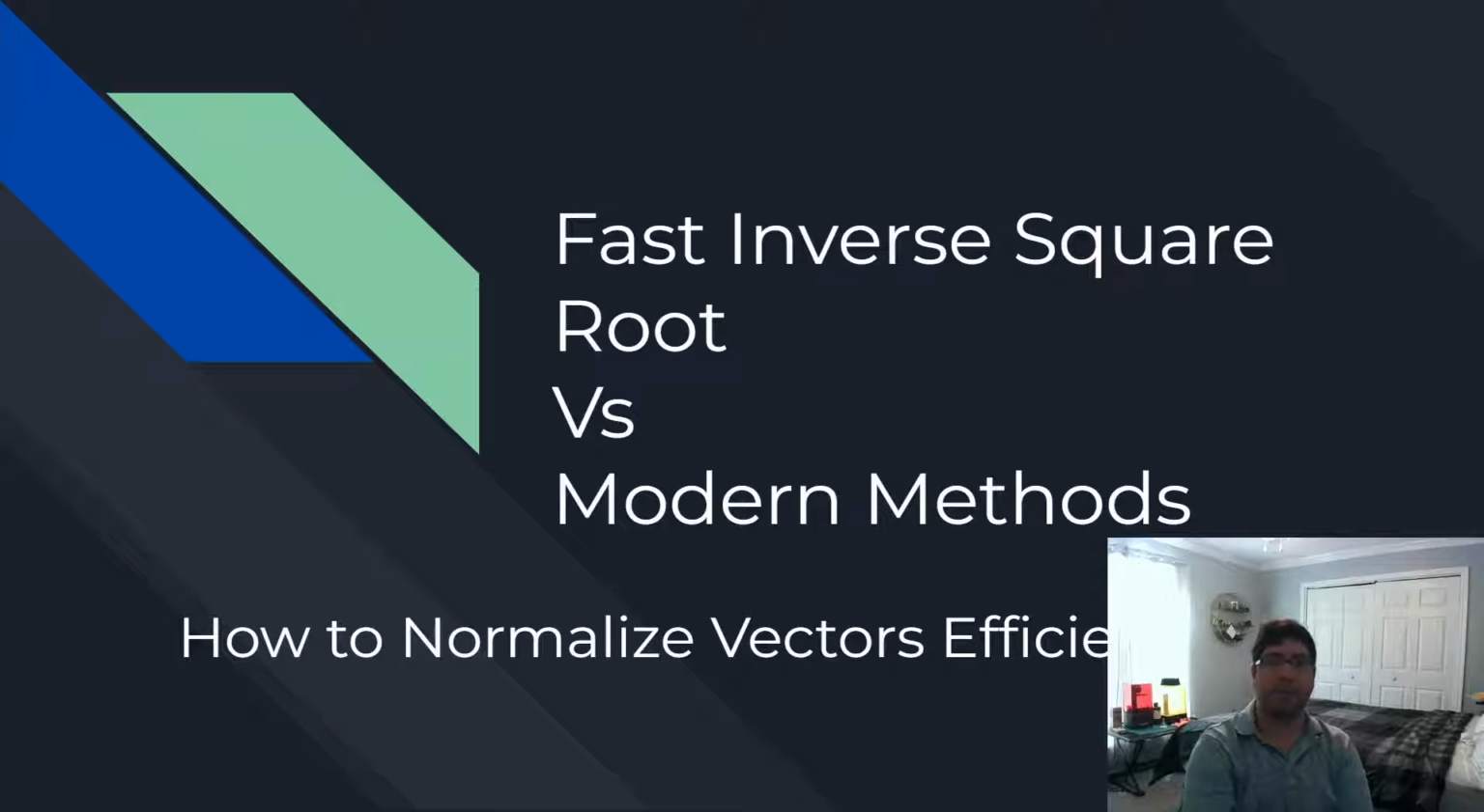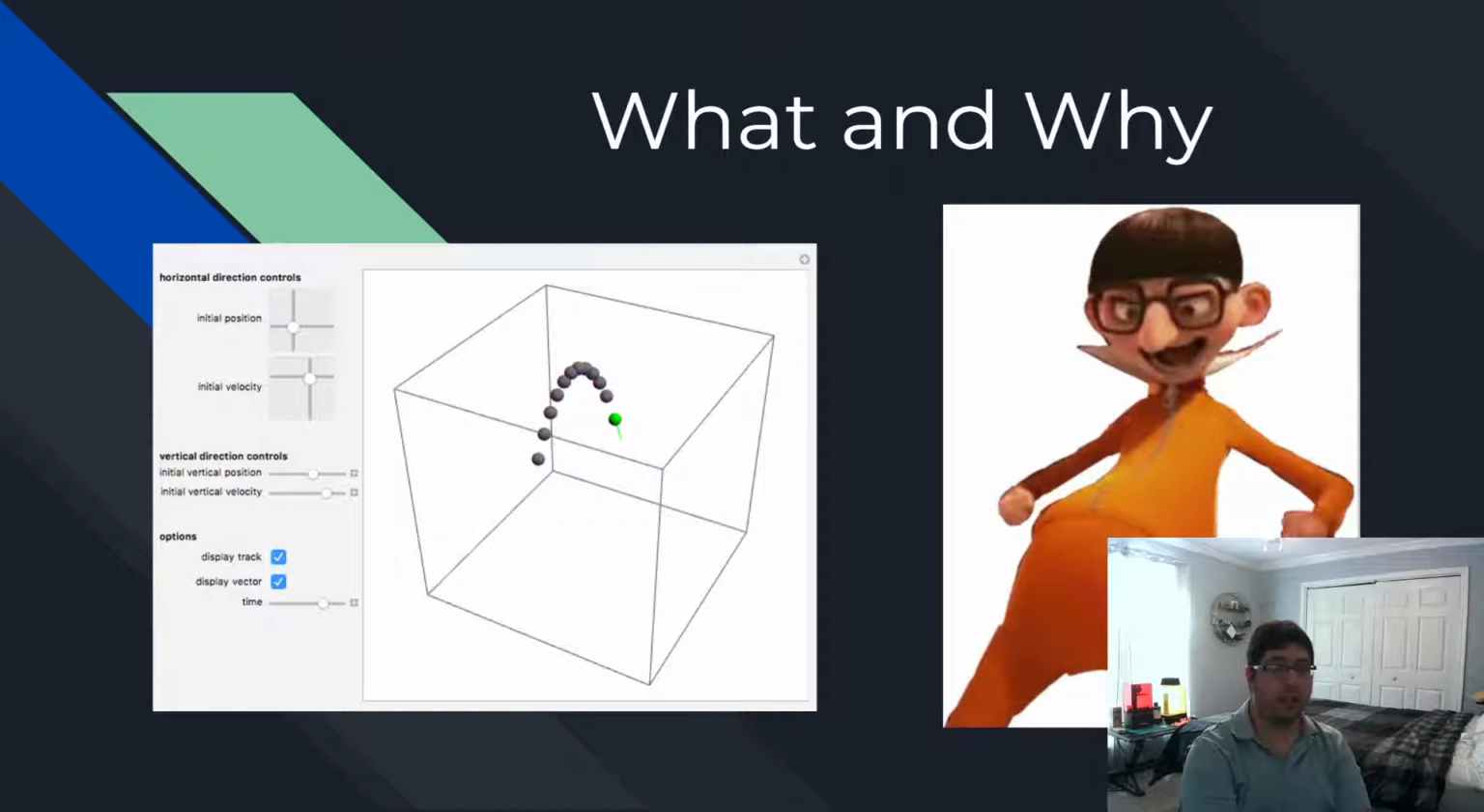Hello, I've been asked by Respawn Entertainment to figure out how to normalize vectors efficiently by deciding between using the fast inverse square root method or the modern method for their upcoming game Call of Duty Modern Warfare 34.5.2. So, what is a vector and why do I want to normalize it?